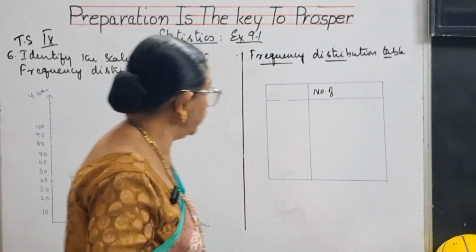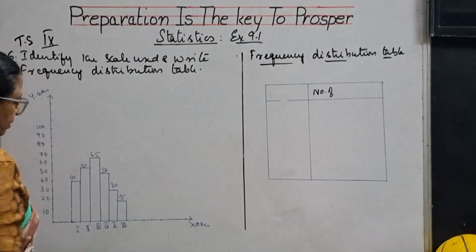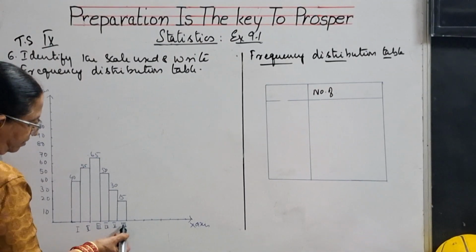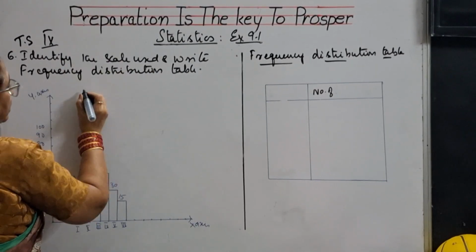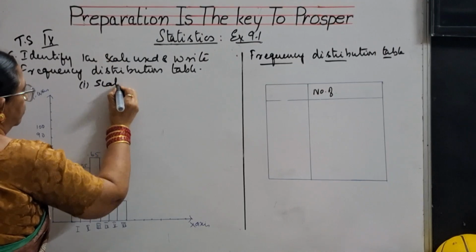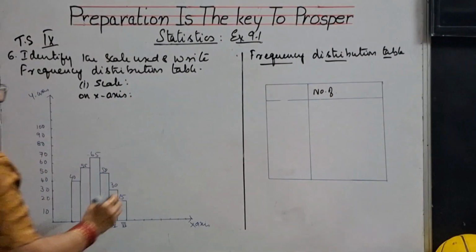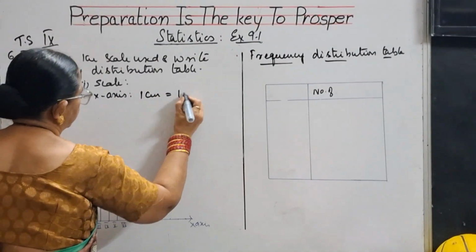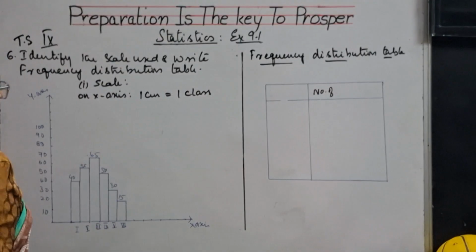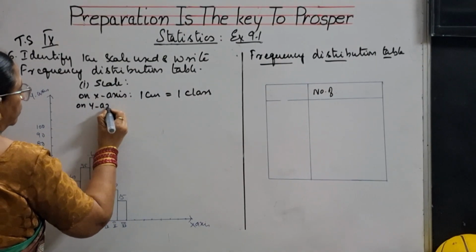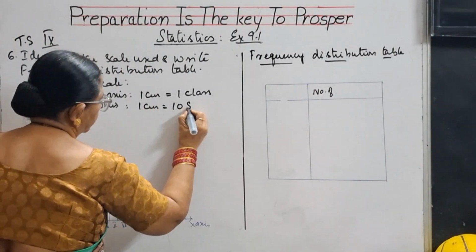Now, children, this is the sixth problem. In this sixth problem, you have got a graph given to you. In this graph, on the x-axis these are the classes that they have given, and on the y-axis the number of students. First they are asking for the scale. So the first bit is you have to write the scale. On the x-axis, what are you getting? 1 centimeter is equal to 1 class. First, second, third, fourth, like this. And on the y-axis, 1 centimeter is equal to 10 students.